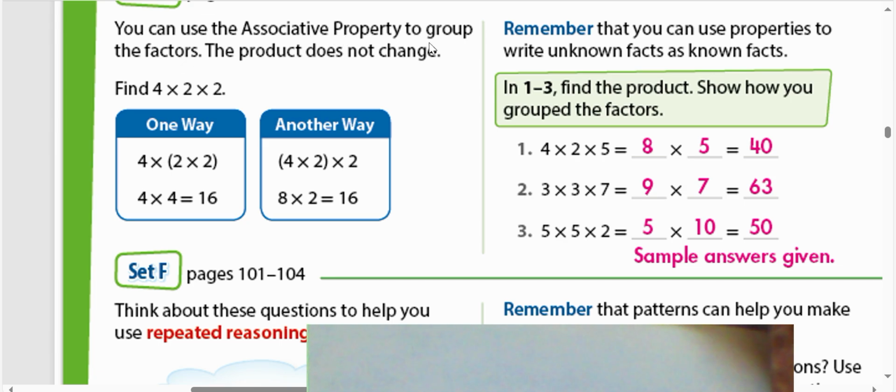You can use the associative property to group the factors; the product doesn't change. Find 4 times 2 times 2. We know 4 here, and 2 times 2 is 4. 4 times 4 equals 16. Or 4 times 2 is 8, 8 times 2 equals 16. And then 2 times 4 equals 8. 8 times 5, 40. 3 times 3, 9. 7 times 9, 63. 5 times 5 times 2: 2 times 5 is 10, 10 times 5 equals 50.